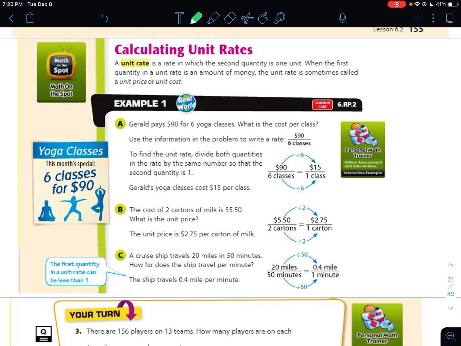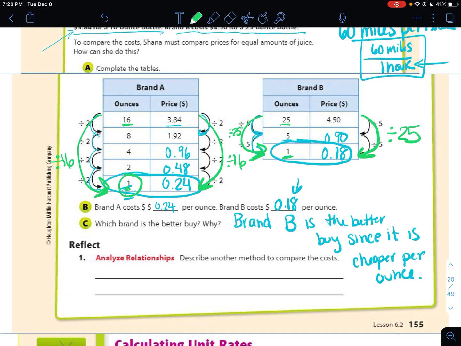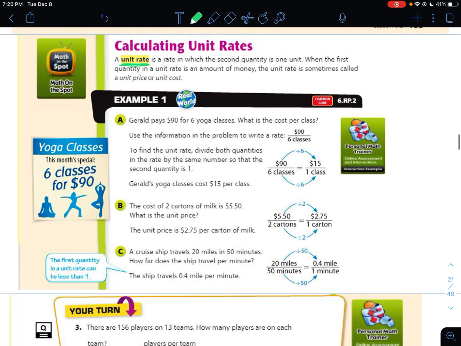So looking at page 156. What you actually just found is called a unit rate, but when you're working with money, it's called a unit price. A unit rate is just a rate in which the second quantity is 1 unit. That's exactly what we did up here. The price of 1 ounce is 24 cents per 1 ounce for brand A. So we just found a rate with 1 as the second unit, so that's considered a unit rate.